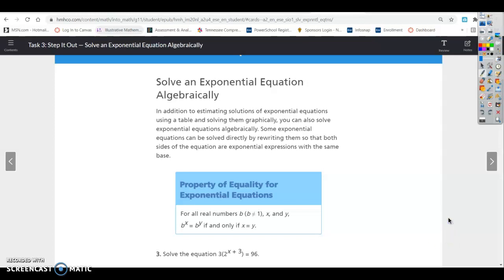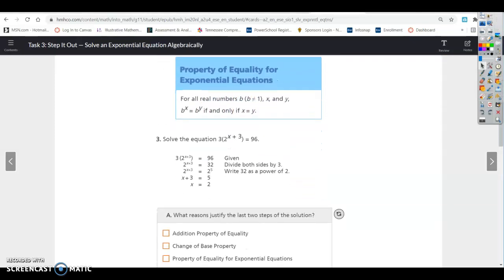All right, so a property of equality for exponential equations: for all real numbers b not equal to 1, x and y, b to the x power equals b to the y power if and only if x equals y. All right, so that's important to know because if and only if means it has to go both ways. In math, that means it has to go both ways.